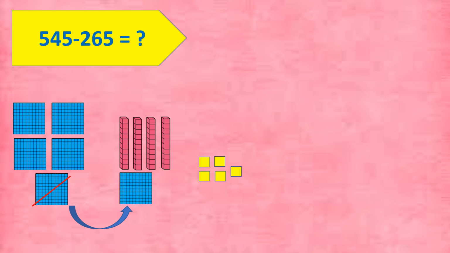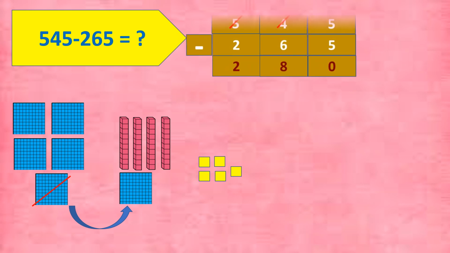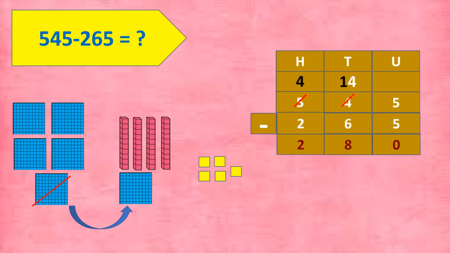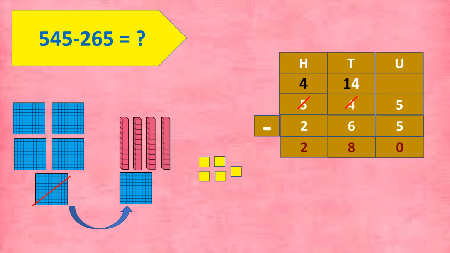140 tens. That means we have 14 tens, from which if we minus 6 tens, we have 8 in the tens place. And then we move to the hundreds place, and when we subtract 2 from 4, we are left with 2 in the hundreds place. So our answer to 545 minus 265 is 280.